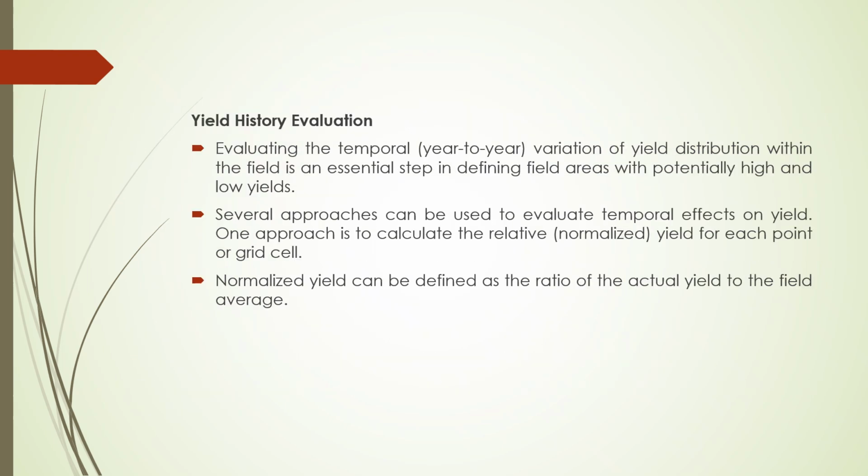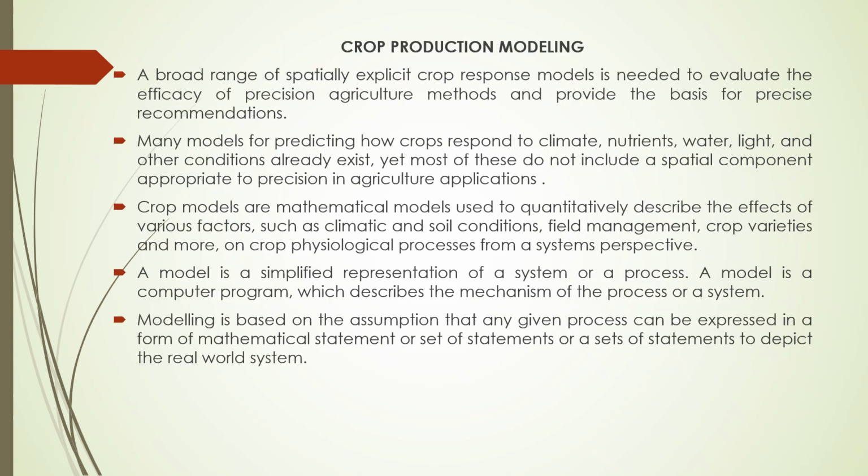Yield history evaluation. Evaluating the temporal variation of yield distribution within the field is an essential step in defining field areas. Then several approaches can be used to evaluate temporal effects on yield. One approach is to calculate the relative yield for each point or grid cell. Normalized yield can be defined as the ratio of actual yield to the field average.